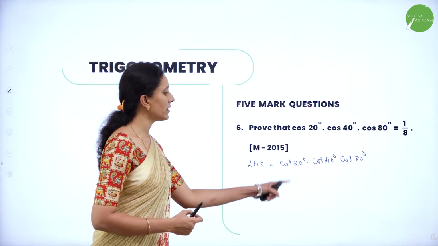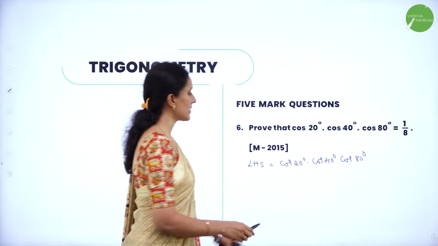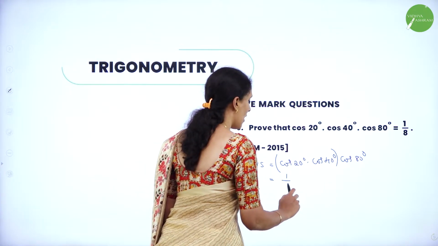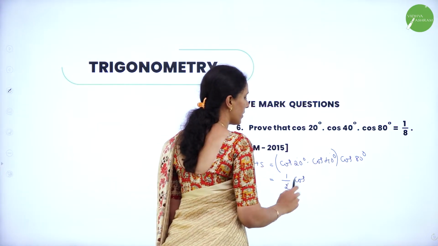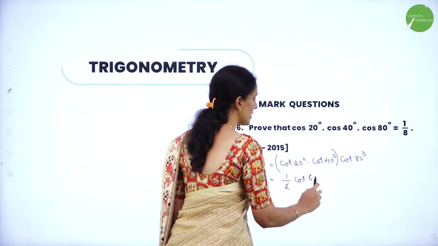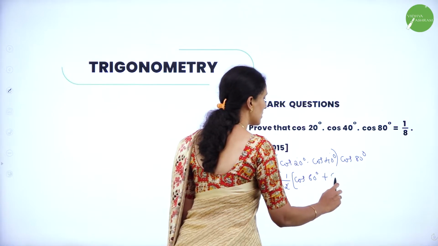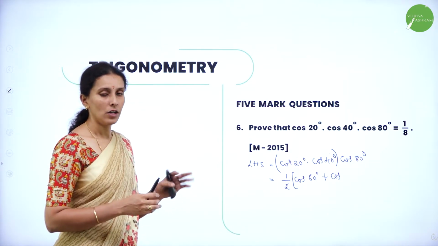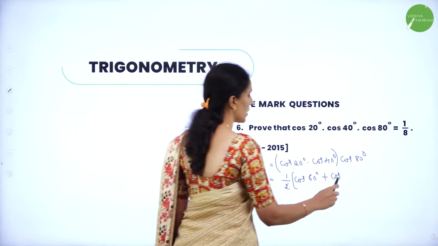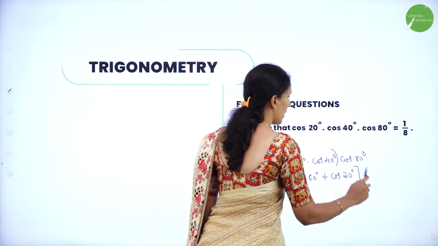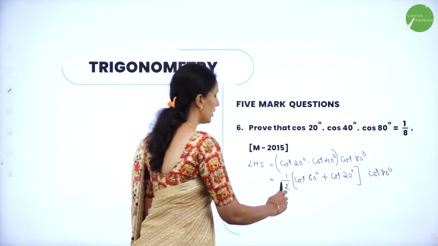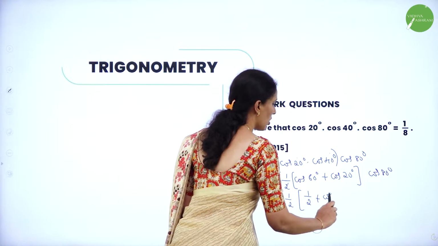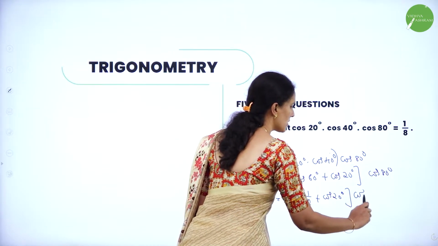Now this is in the form of cos A cos B cos A. First let us take the first two terms. This is in the form of cos A cos B, which can be written as half of cos (A plus B), so 20 plus 40, 60 degree, plus cos (A minus B). You can take 40 as the first angle and 20 as the second angle, so 40 minus 20 is equal to 20 degree. And here you have cos 80 degree. Now half cos 60 is also half, plus cos 20 degree into cos 80 degree.